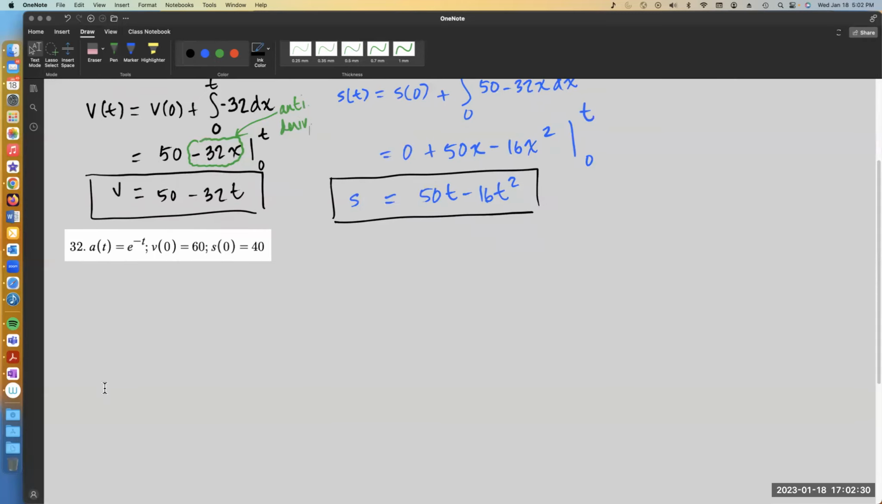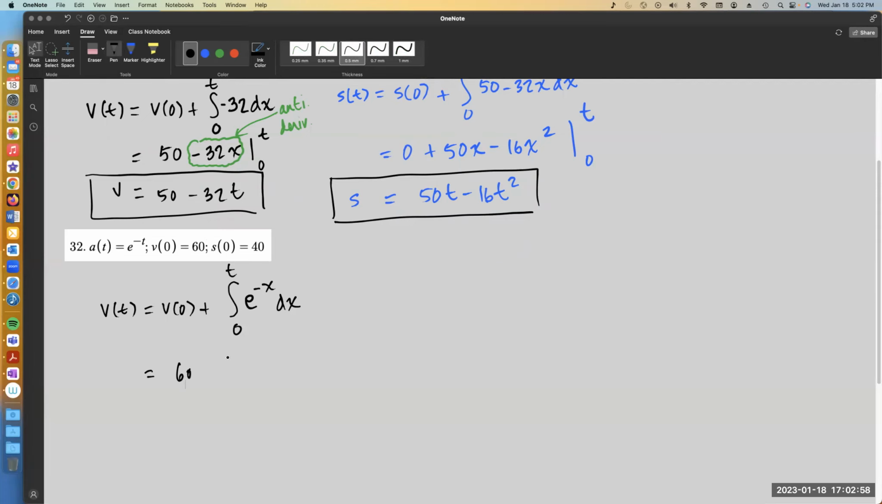All right, let's do one more of these. So same method. We're going to find our velocity by taking the initial velocity and adding the change in velocity on the time interval 0 to t. And so in here, we're going to put our acceleration. Oops, I almost put a t. We already used t, so we're going to use an x. And then v of 0 is 60.